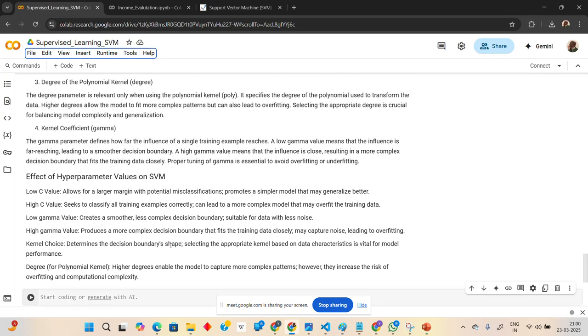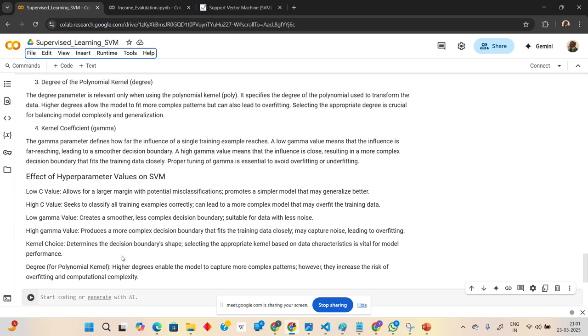Here, you can see, if you take a low C value, the effect is that it will allow a large margin with potential misclassifications, so it will promote a simpler model that may generalize better. But if you take a high value, it seeks to classify all training examples correctly, but it can lead to a more complex model that will ultimately overfit.